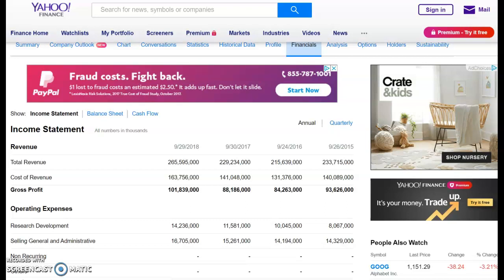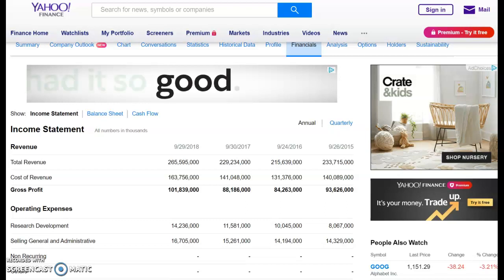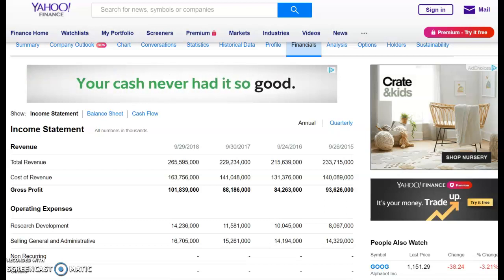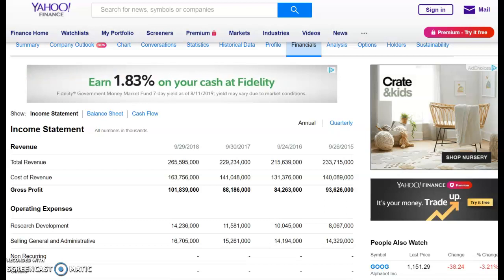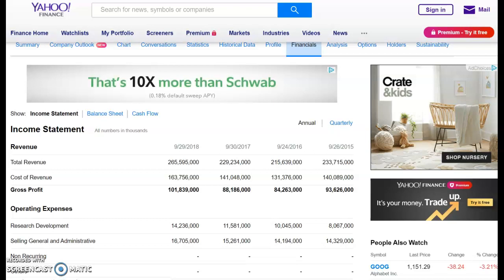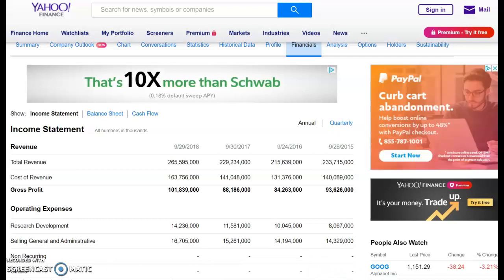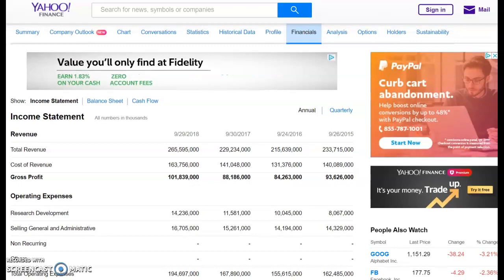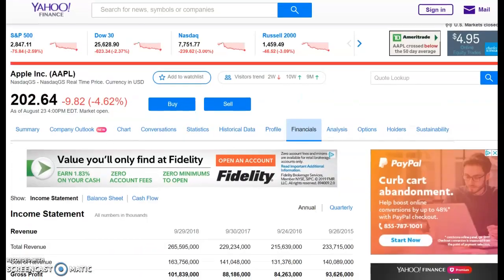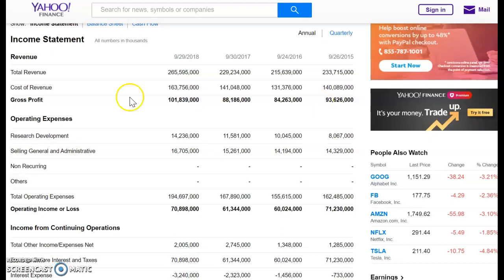In face-to-face classes, typically students will ask me who uses accounting and why do I need accounting? So for me to answer this question, I have pulled up the income statement for Apple. And as you can see, the income statement shows revenue.